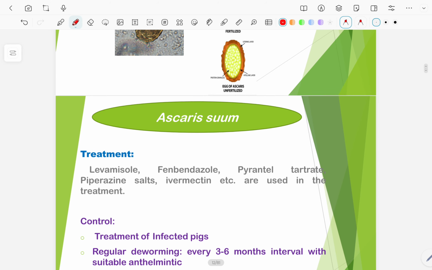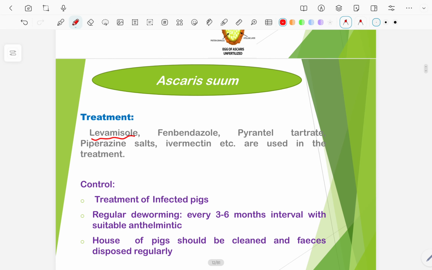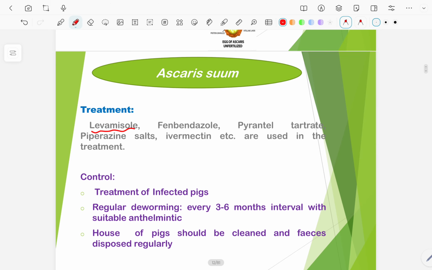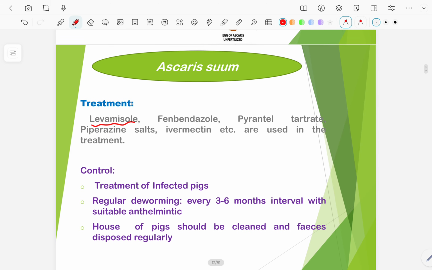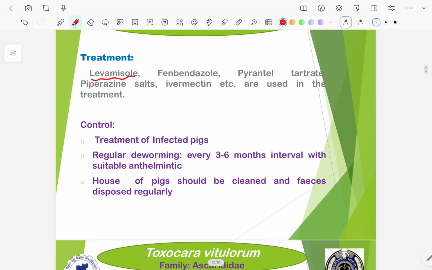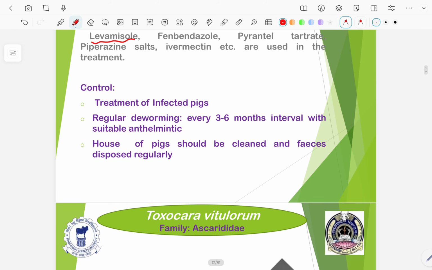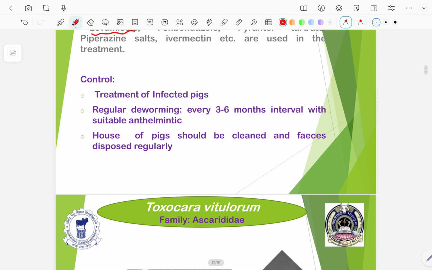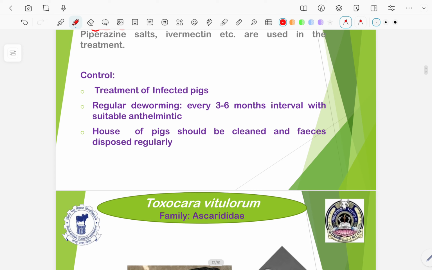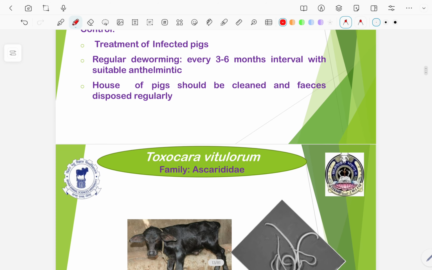Ascaris suum treatment: levamisole, fenbendazole, parenteral tartrate, piperazine salt, ivermectin, etc. are used in the treatment. Control of infected pigs: regular deworming at 3 to 6 month intervals with a suitable anthelmintic. The pig house should be cleaned and feces disposed of regularly.